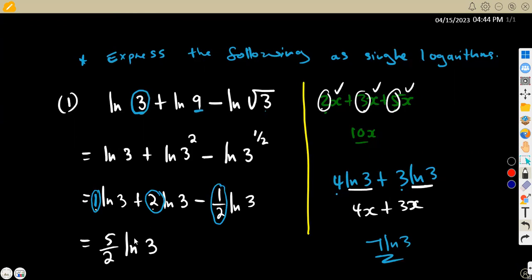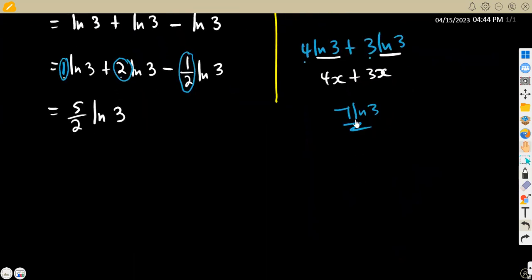So some questions are direct, only here and there where you have to apply the laws, but they are so direct questions. So you have to be very, very careful when simplifying those typical questions. All right, let's check another example.